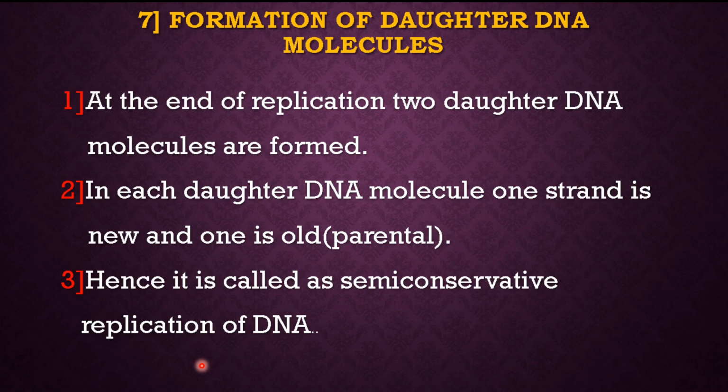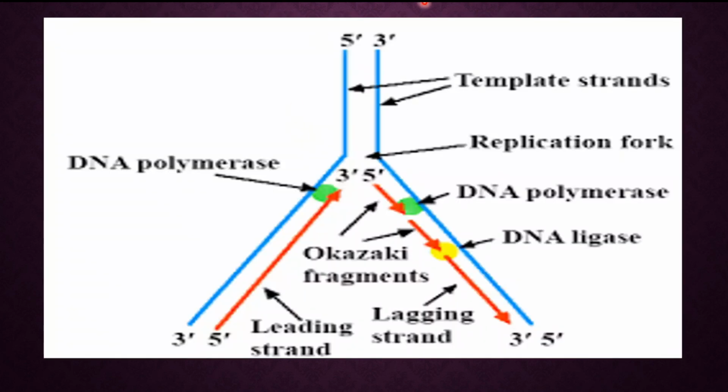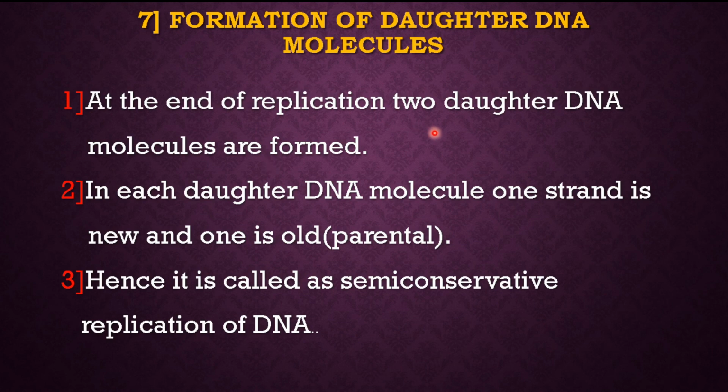Now the last point is the formation of the daughter DNA molecule. Now see what happens at the end of replication. This replication process is over. Formation of these two strands is over, which means there is formation of two daughter molecules. So at the end of replication, two daughter DNA molecules are formed. Now in each DNA molecule, one strand is new and one is old. One is the daughter strand and another strand is from the parental side. Hence it is called semi-conservative replication of DNA.